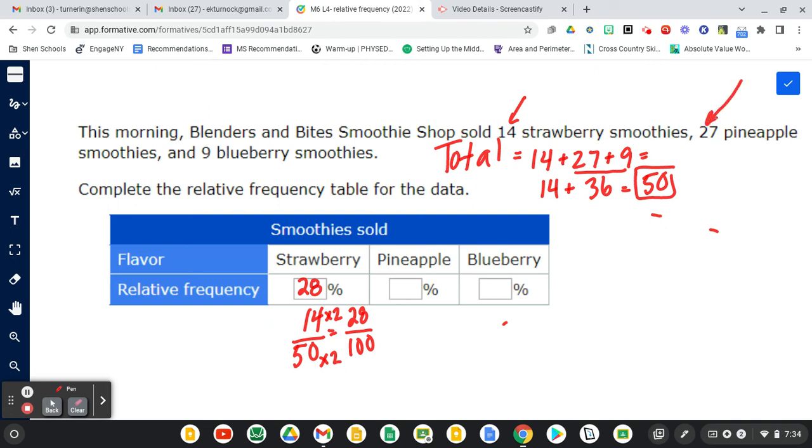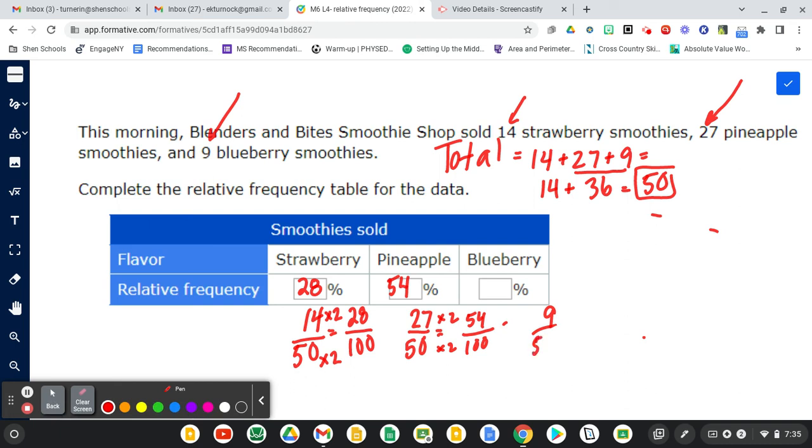Pineapple was 27 out of 50 orders. So again, I'm multiplying by 2 to get it out of 100. So 27 times 2 gives me 54. So 54% of the orders were pineapple. And the last one is blueberries. Blueberries was 9 out of 50. Oops, I said 15 for some reason. There we go, out of 50. So I am multiplying by 2 to make it a percent, and that gives me 18%.